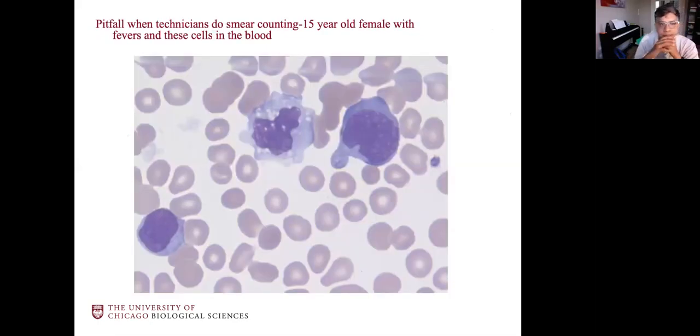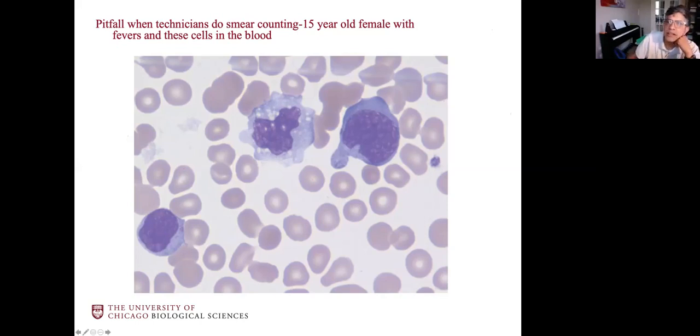Now switching gears, these are cells that the technician would count. This is a 15-year-old kid who came with fevers, and these cells are floating around in the blood. These cells and these cells, they look monstrous. And this cell, any idea, Ashwati, what the cell is that I'm pointing?